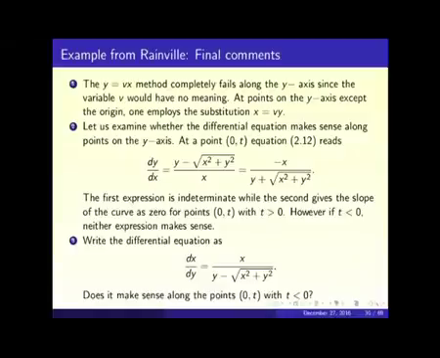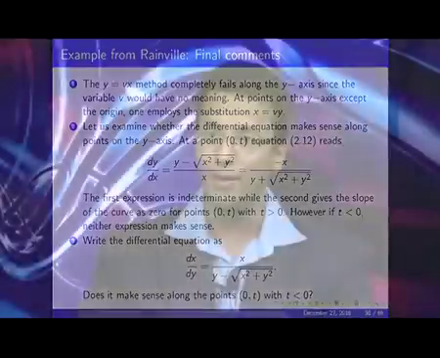Look at the second expression. The second expression makes perfect sense because what happens to the denominator? Remember, x is 0 and y is t. Square root of y squared is mod y and mod y is t because t is positive. So the second expression gives the value 0 as dy by dx.